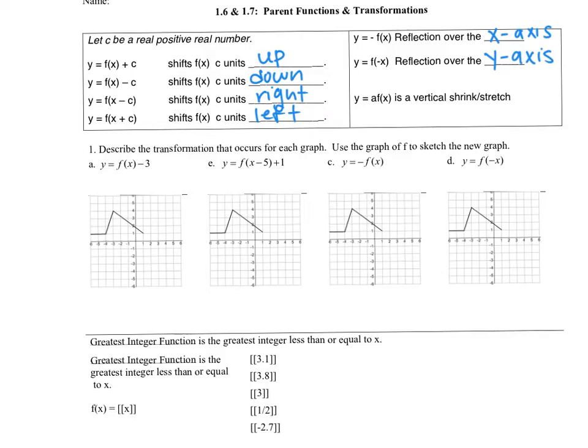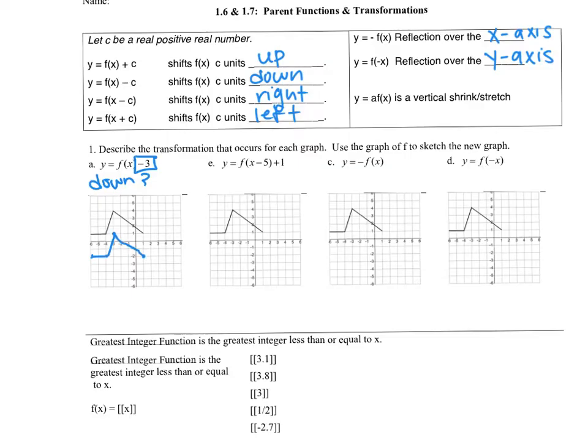Okay, so for example 1 here, it says describe the transformation that occurs for each graph and then use the graph of f to sketch the new graph. So for this first one here, I can see this is y equals f of x, and then there's a minus 3 at the end, so this is going to go down 3. Okay, I don't know what the equation for f of x is, but I can see the graph here. So if I move each of the points down 3, 1, 2, 3, and I re-sketch the graph, that's f of x, moved down 3 units.